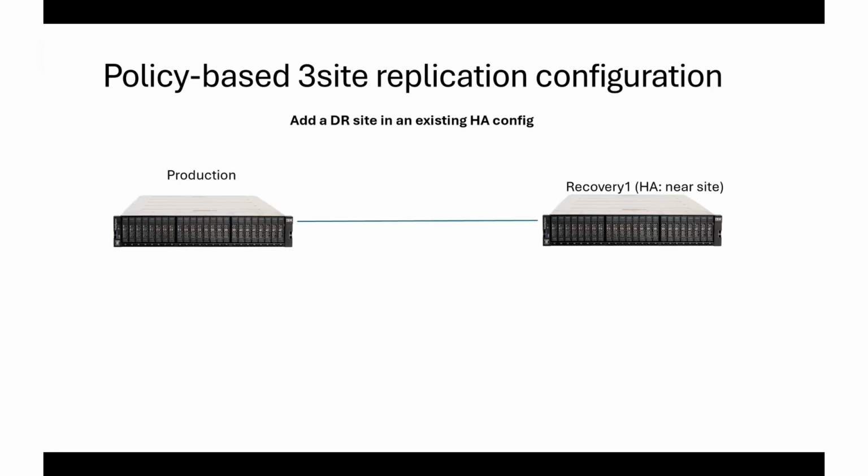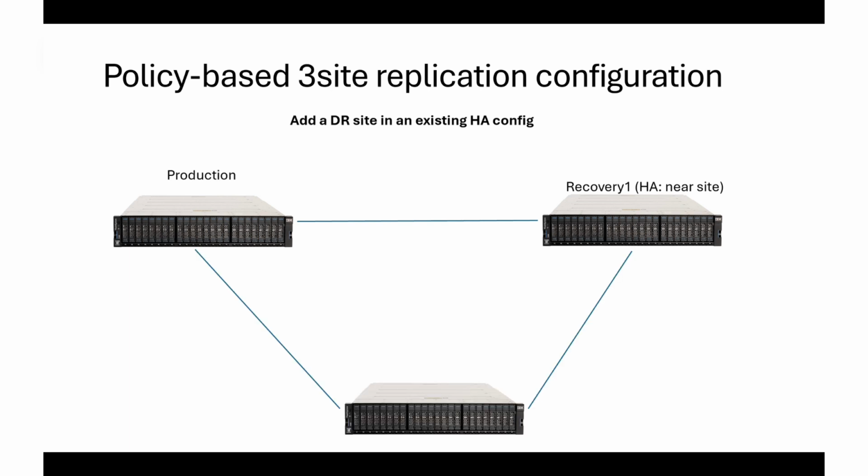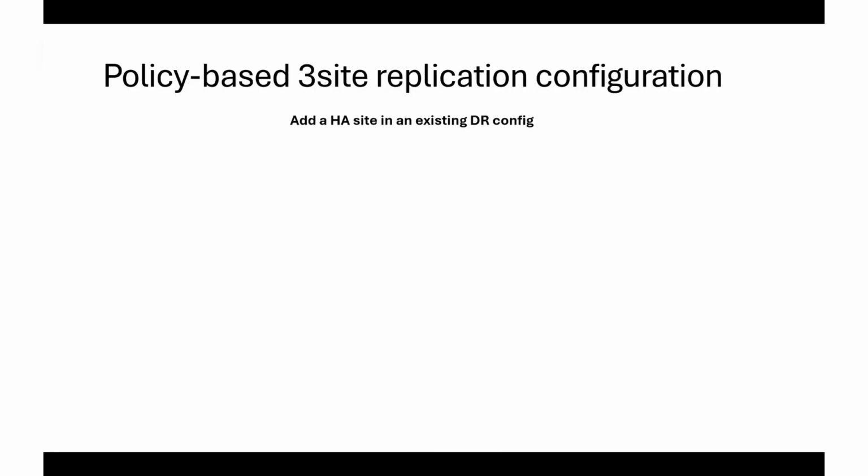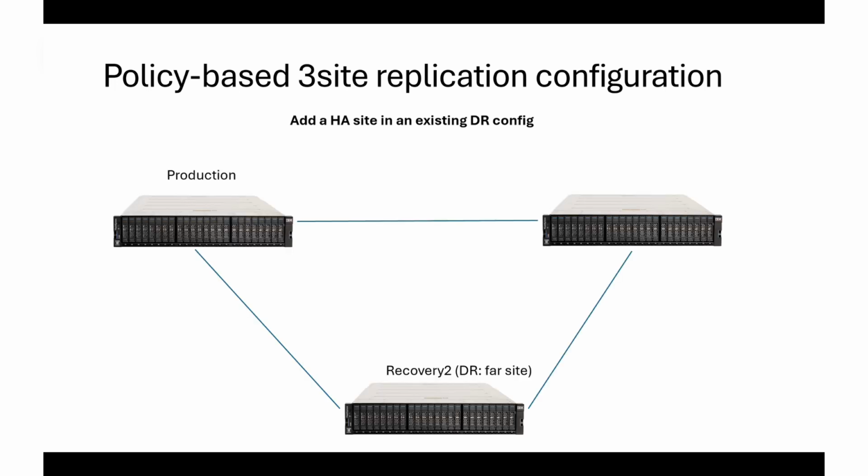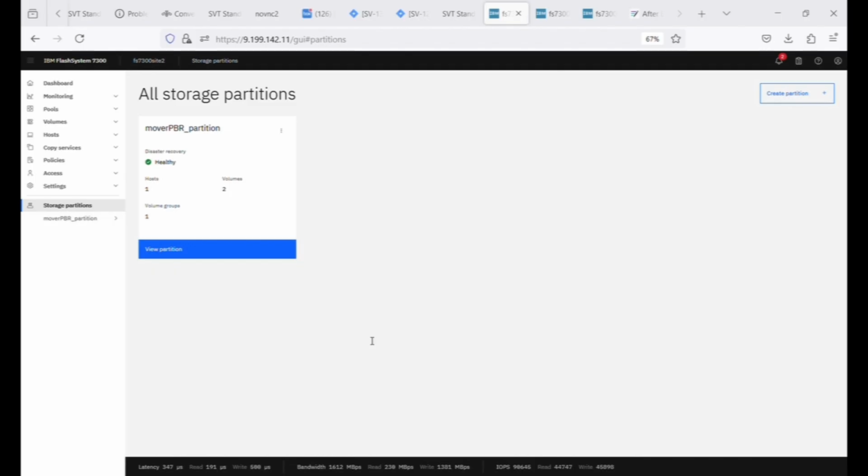Three-site configuration can be configured in any of three ways. First, starting with an existing two-site high availability configuration and then adding a replication site for disaster recovery as a third site. The second way is starting with an existing two-site configuration for disaster recovery using storage partitions and then adding a high availability site as a third site to the existing partitions. This is what we are going to do in this video. And the third way is to configure three-site replication for high availability and disaster recovery in a single operation from scratch.